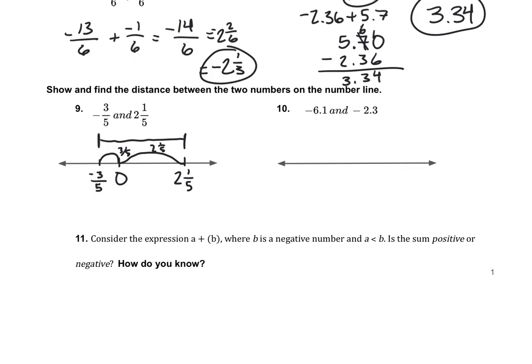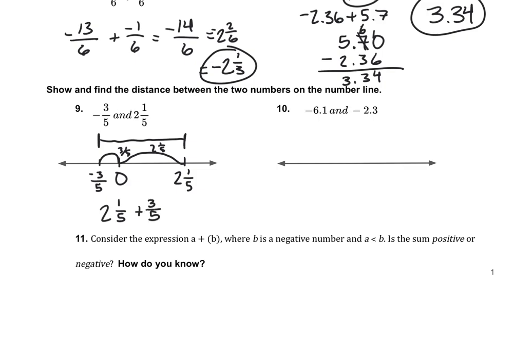Meaning to get the total distance across, I'm going to take 2 and a fifth, and I'm going to add 3/5. You may have seen it written: take the greatest number and subtract the other number, which in this case also results in us adding them together. Either way you think about it, we'll add these two together.